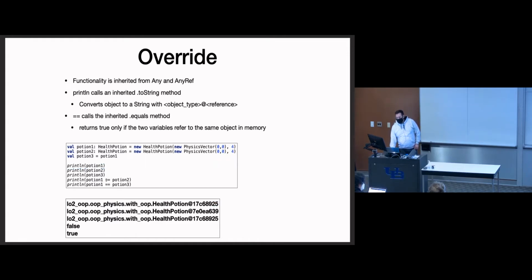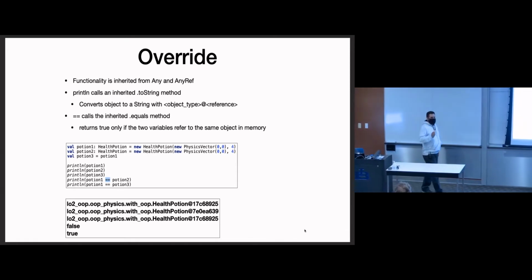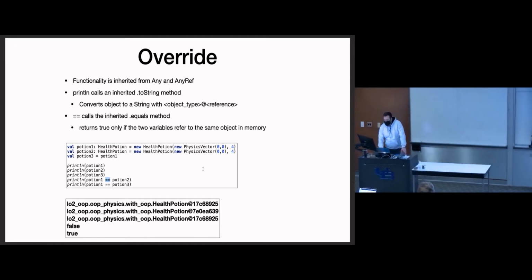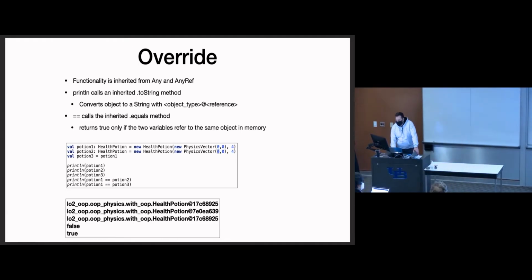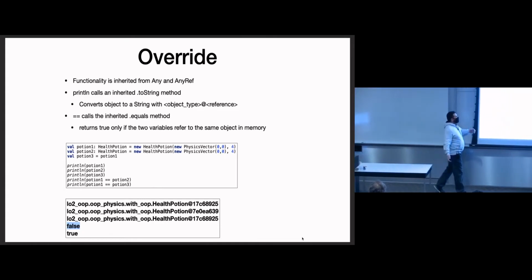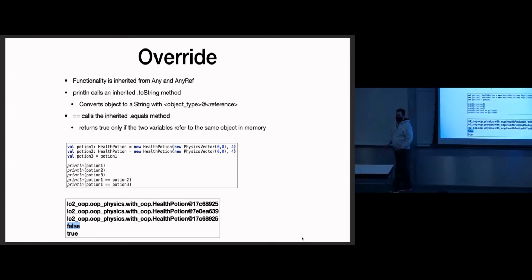The equal equal method, by default for an anyRef, is going to check if those two variables store references to the same exact object. So in this example, potion 1, potion 2, even though they're at the same exact location and they have the same exact volume, if I just do equal equal on those potions, I'm going to get false, because the default behavior is, do these two variables refer to the same object? No, they don't. They refer to two different objects on the heap. So their values don't even matter. We just get false, not the same object.